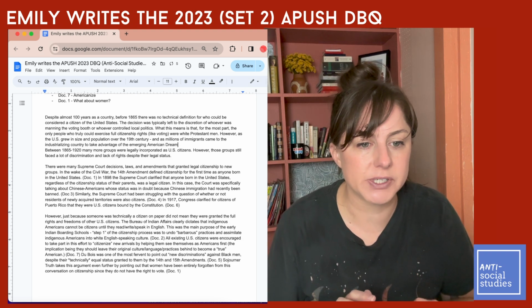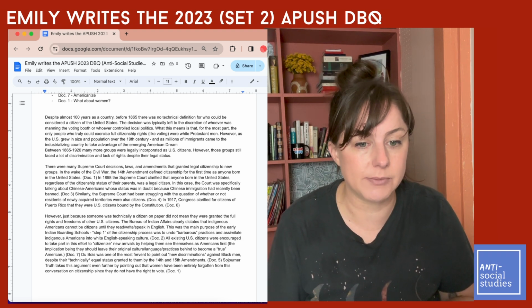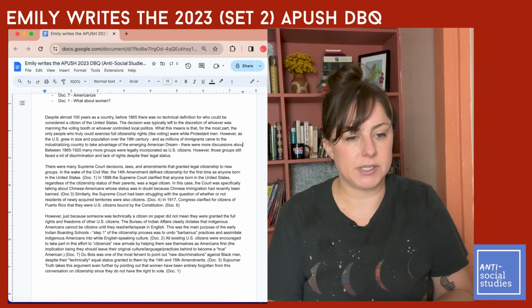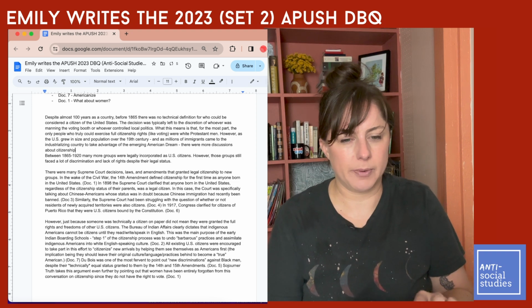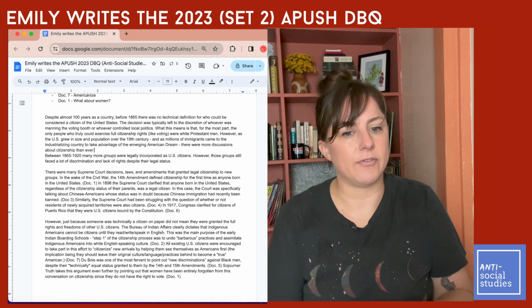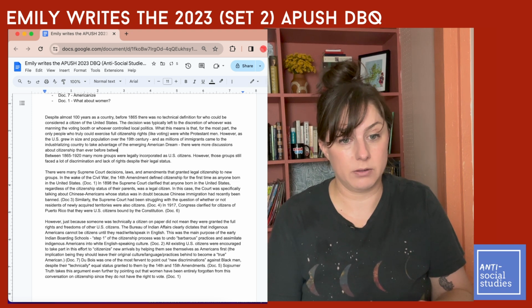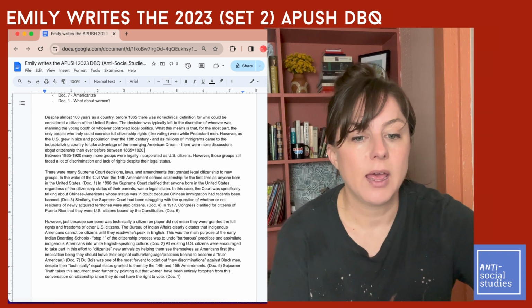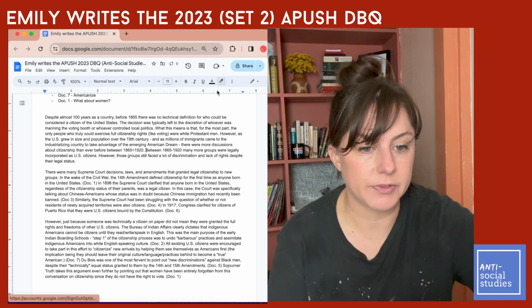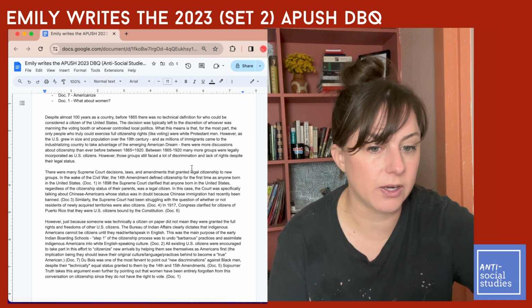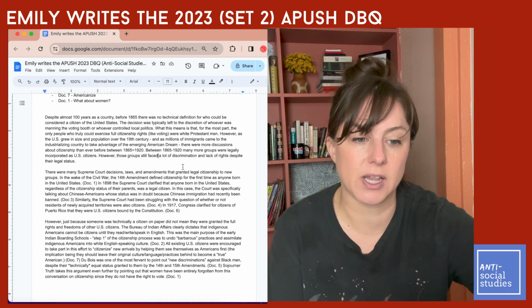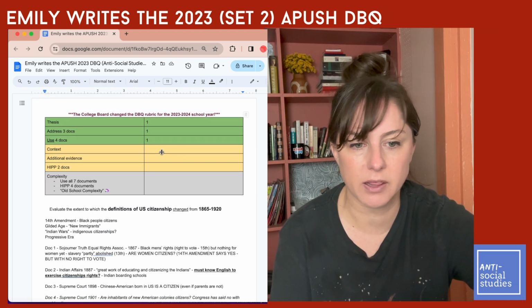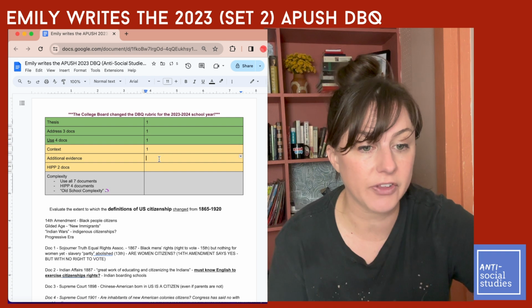So, however, as the US grew in size and as millions of immigrants came to the industrialized country, there were more discussions about citizenship than ever before between 1865 and 1920. So again, I'm bringing it exactly there. And then I'm just going to throw my dinky little thesis statement there. Between, many more groups were legally incorporated as U.S. citizens. However, those groups still faced a lot of discrimination and lack of rights despite their legal status. I feel good about that thesis. I didn't think it was great at first, but I think it's totally fine. I feel pretty confident I got the context point now, right?